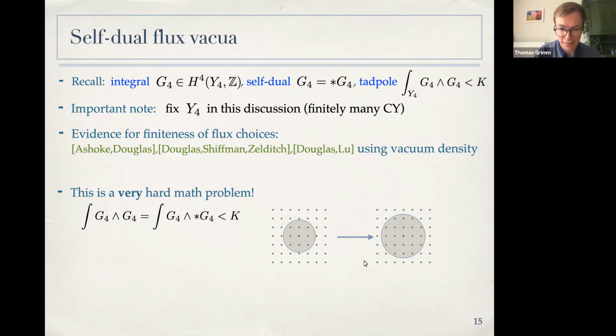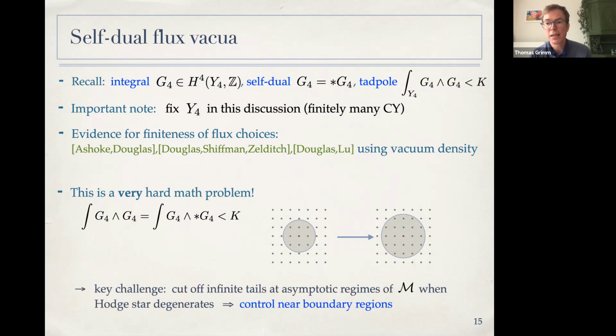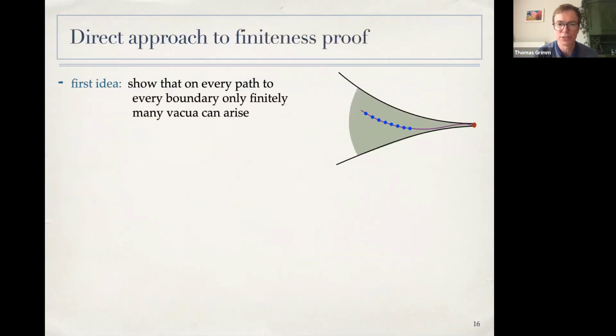But the point is, this is not possible. And the way to show that it's not possible is you have to control the Hodge star and the periods near the boundaries of the moduli space, because that's the only place where the Hodge star can degenerate. Inside the moduli space, the problem is trivial. And by the way, many of these problems are like this, right? Inside the moduli space they are trivial, but if you go to the boundary, that's where the whole story happens. It's about what the compactification of the moduli space is.